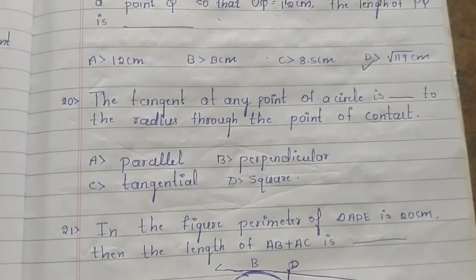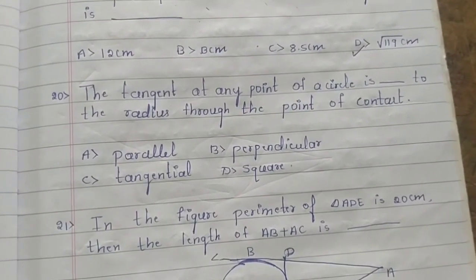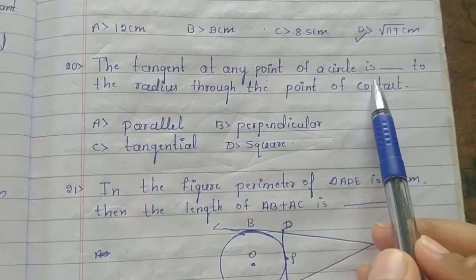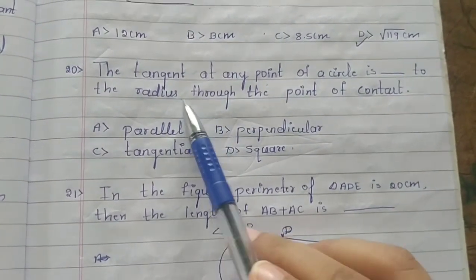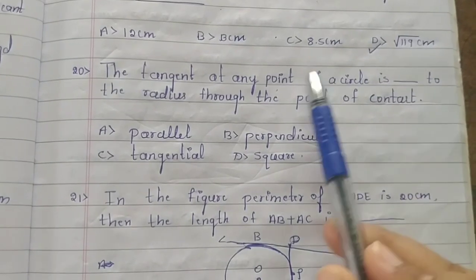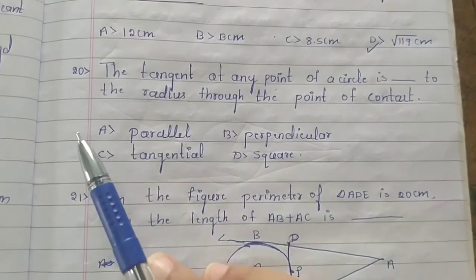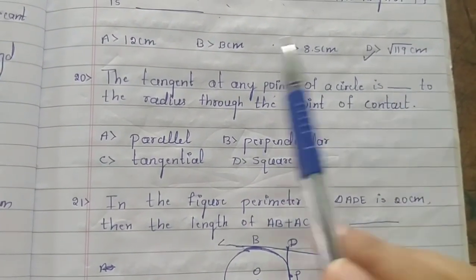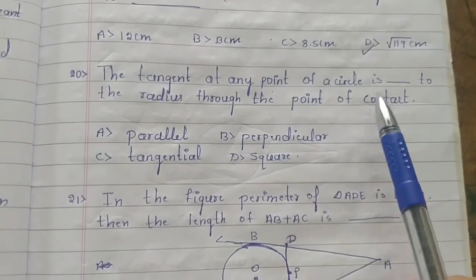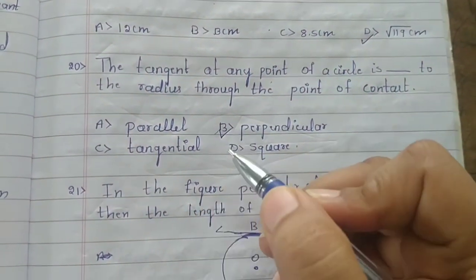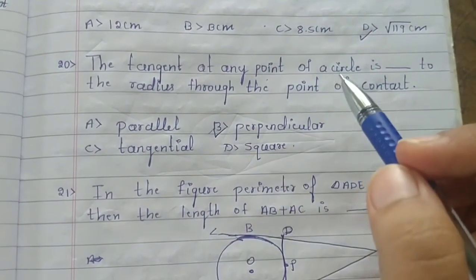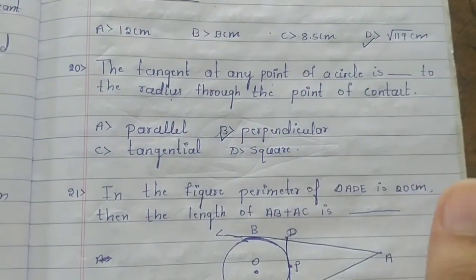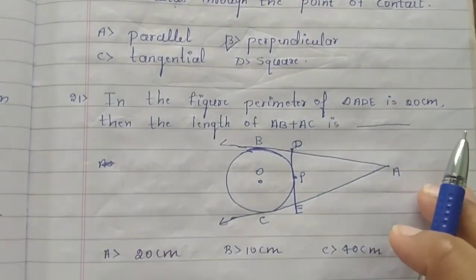Now we will see the next question: the tangent at any point of a circle is dash to the radius through the point of contact. We have seen a similar question in the previous questions. Here the correct answer is perpendicular. The tangent at any point of a circle is always perpendicular to the radius through the point of contact.